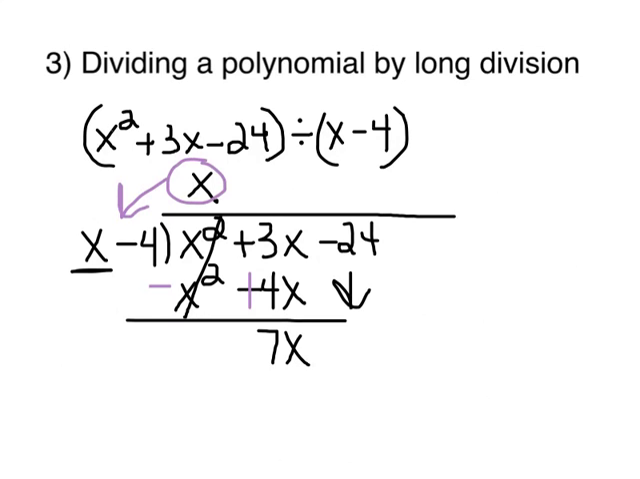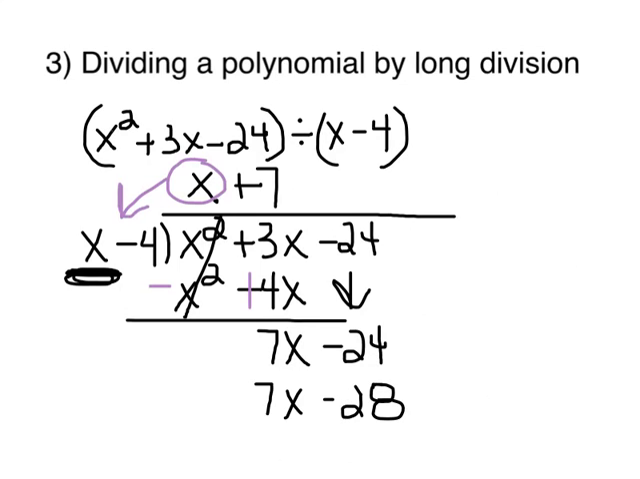And then now we can bring down our minus 24. Again, we'll be looking at the x right here, and we'll be deciding x times what will give us 7x. So x times 7 will give us 7x, and now we'll multiply our 7 times our x minus 4. So 7 times x gives us 7x. 7 times a negative 4 will give us a negative 28. Our next step in long division would be to subtract our two expressions. So we'll need to use the distributive property with our negative sign.